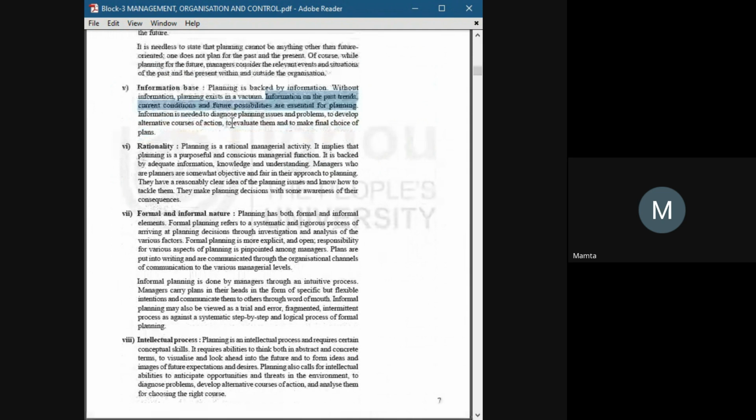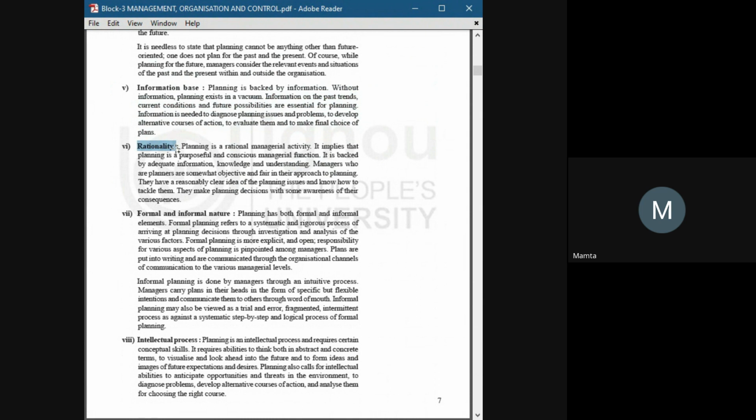Information is needed to diagnose the planning issues and problems, to develop alternative courses of action, to evaluate them, and to make the final choice of plan. Coming to rationality, planning is a rational managerial activity. It implies that planning is a purposeful and conscious managerial function. Managers who are planners are somewhat objective and fair in their approach to planning. They have a reasonably clear idea of planning issues and know how to tackle them.